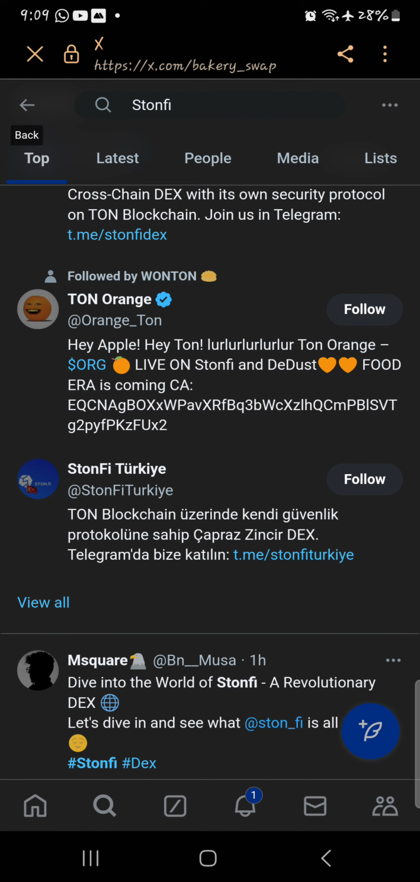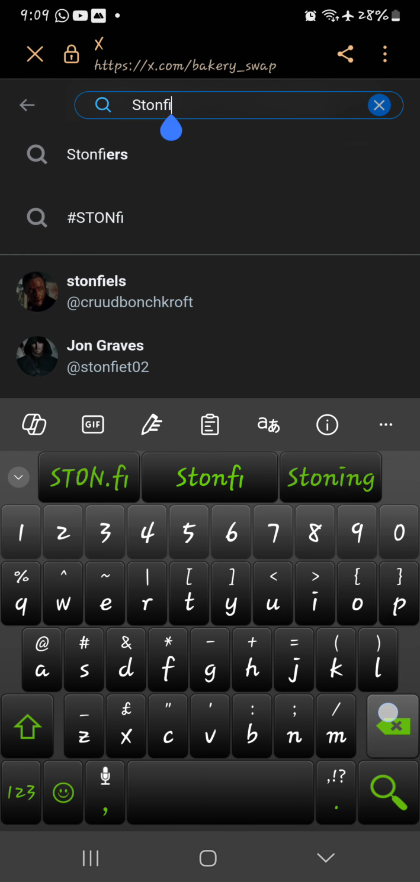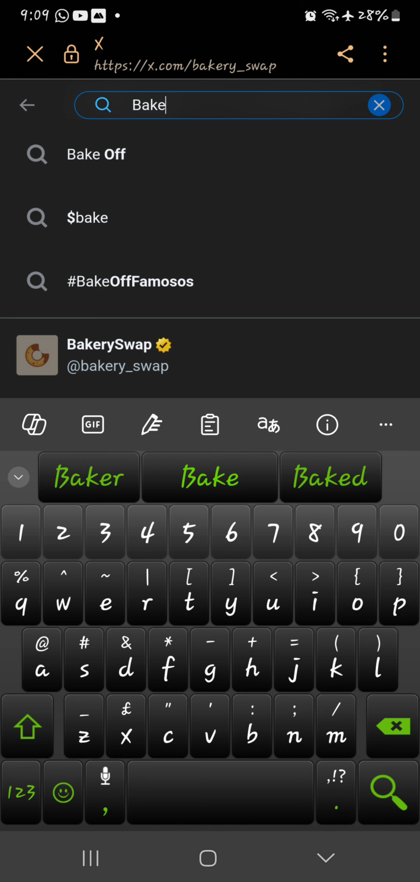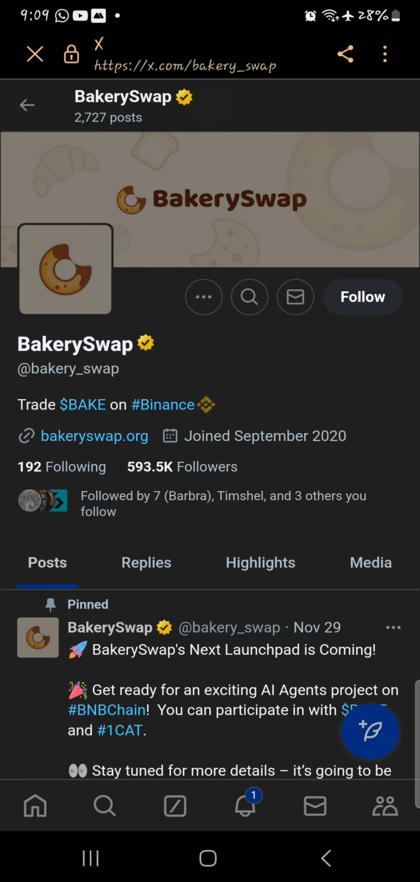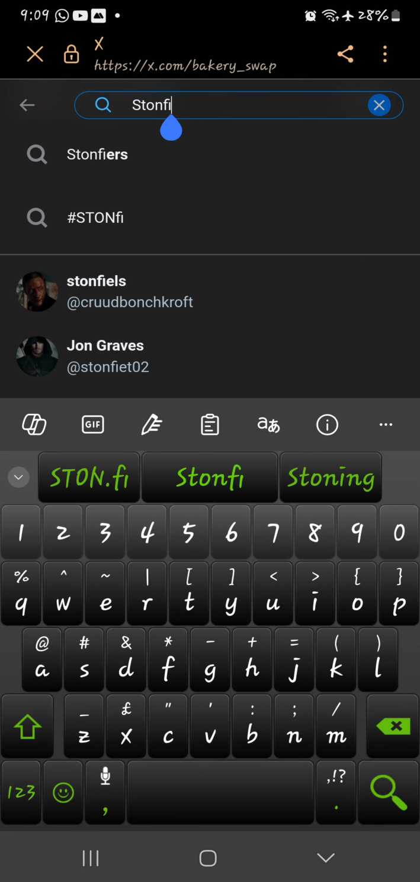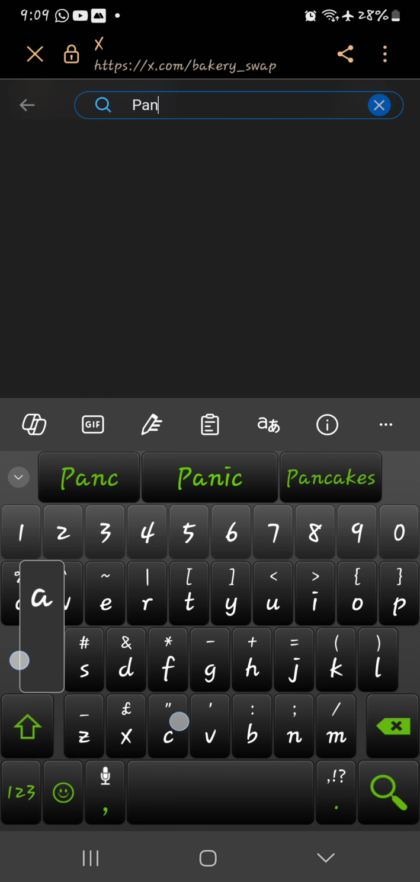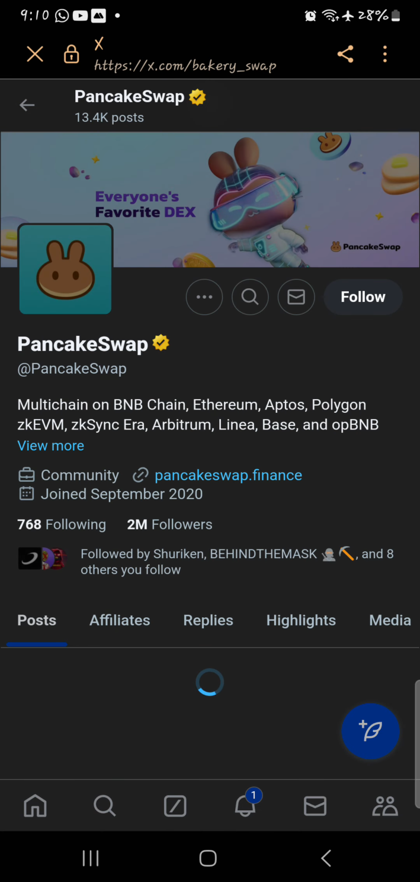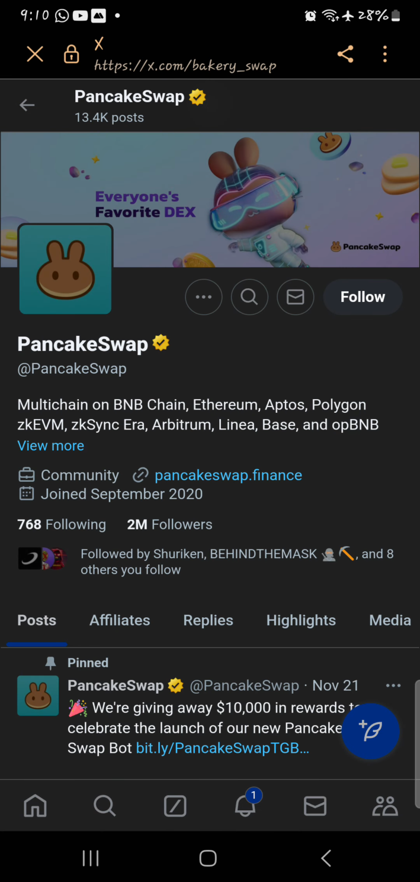Yet, Bakery. You see? Then PancakeSwap, this 600. 2 million. So 600 to 2 million. So you can see the interesting dynamics from a social standpoint.